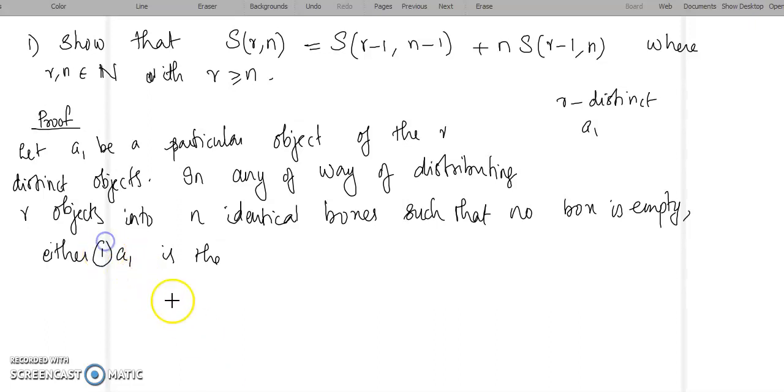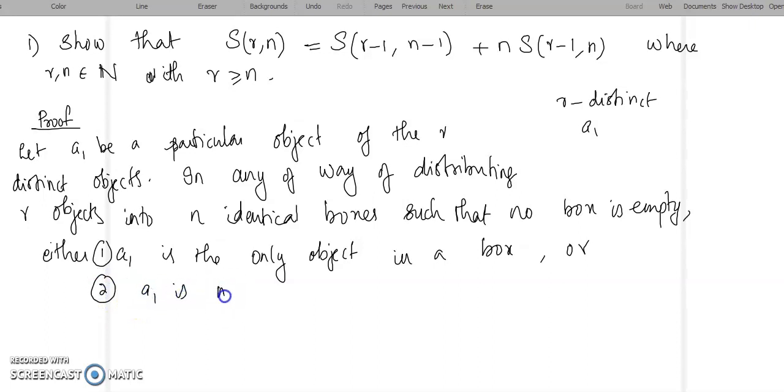A1 is the only object in a box, or the second case is A1 is mixed with others in a box. Now let us look at what happens in case 1.